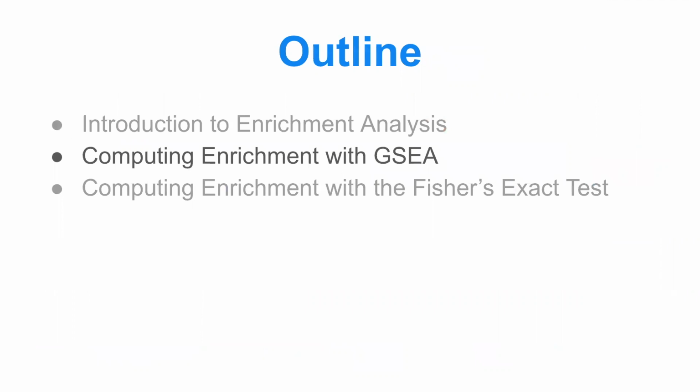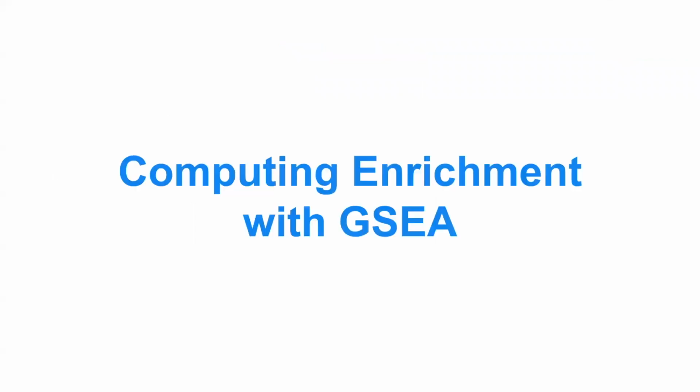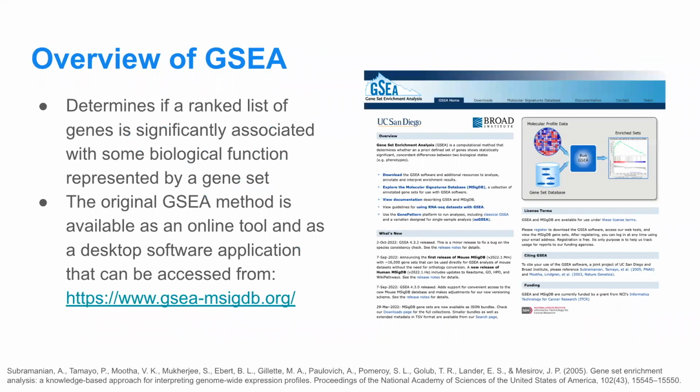Okay, so the second part of this lecture is going to be talking about the GSEA algorithm, or the gene set enrichment analysis algorithm, which many of you might have heard of before. This was originally published in 2005 in this paper that I cited at the bottom if you're interested. Basically, this algorithm looks at whether a ranked list of genes is significantly associated with some biological function represented by a gene set. Do note that the GSEA algorithm actually does take in a list of ranked genes, not just a set of genes.